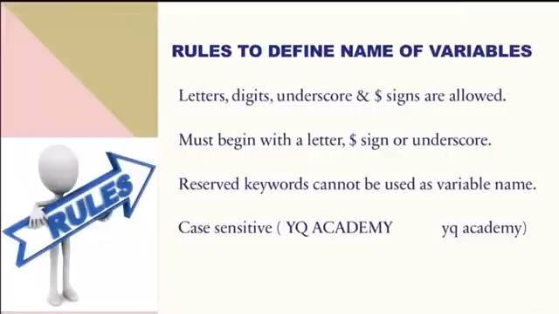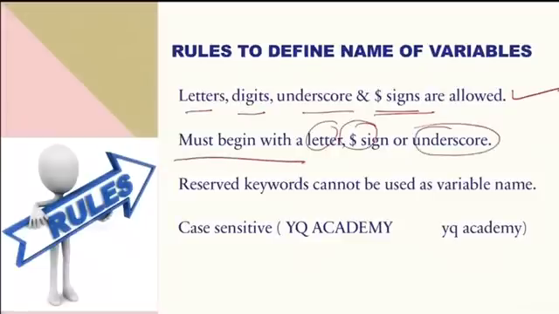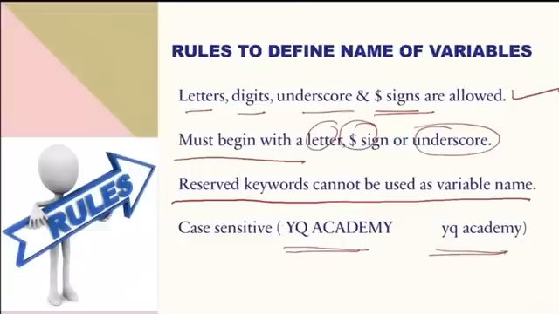Rules for choosing variable names. Letters, digits, underscore and dollar sign are allowed. A variable name must begin with a letter, dollar sign or underscore only. A reserved keyword cannot be used as a variable name. YQ Academy and yq academy are different variables. This is known as case sensitive.